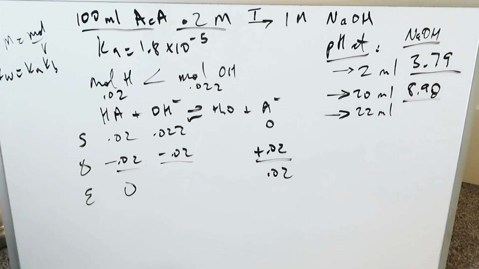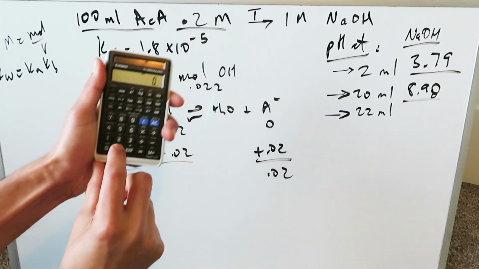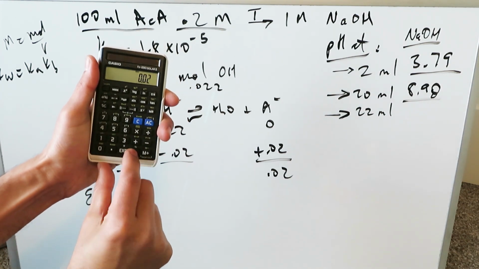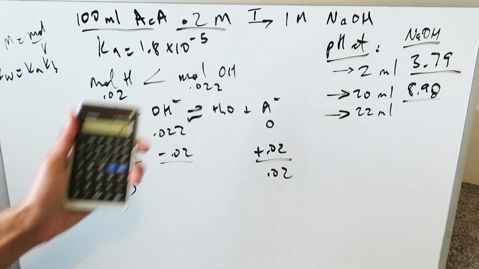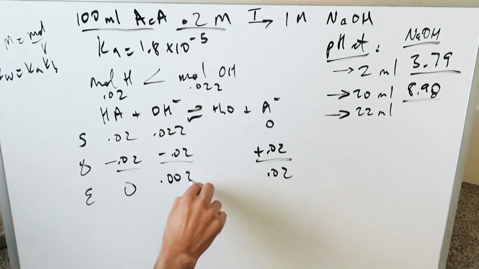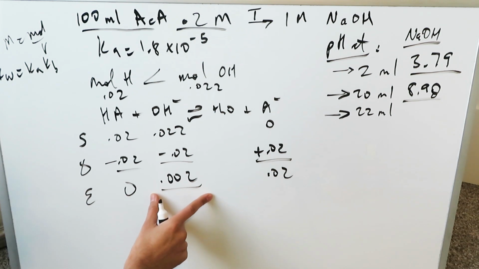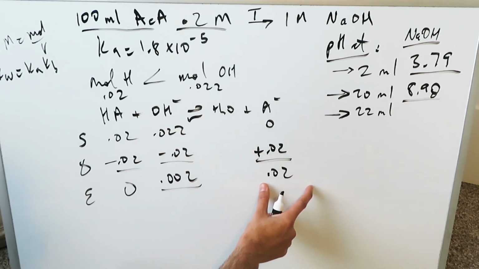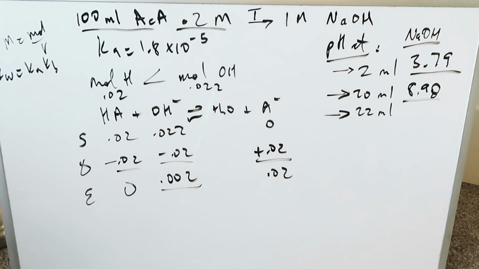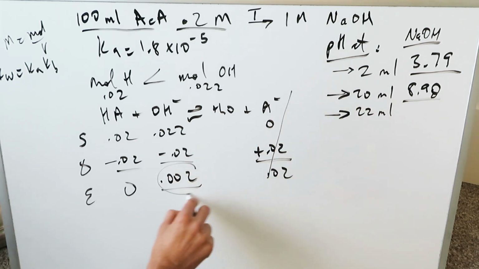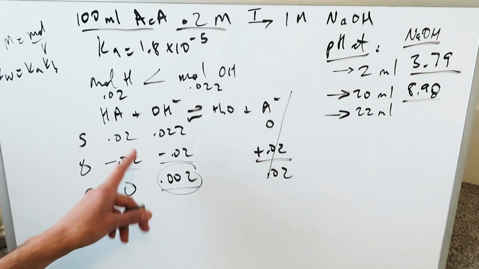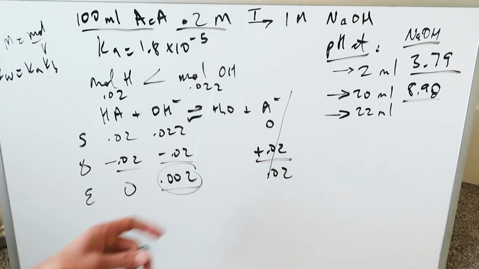You have to do this calculation here. 0.022 minus 0.02. You have 0.002. Now look at this. You have a certain mole quantity of a strong base, a certain mole quantity of a conjugate base. Which one is relevant, which one is not? This right here is irrelevant. This is relevant because this is a strong base and it will drive and determine your pH.